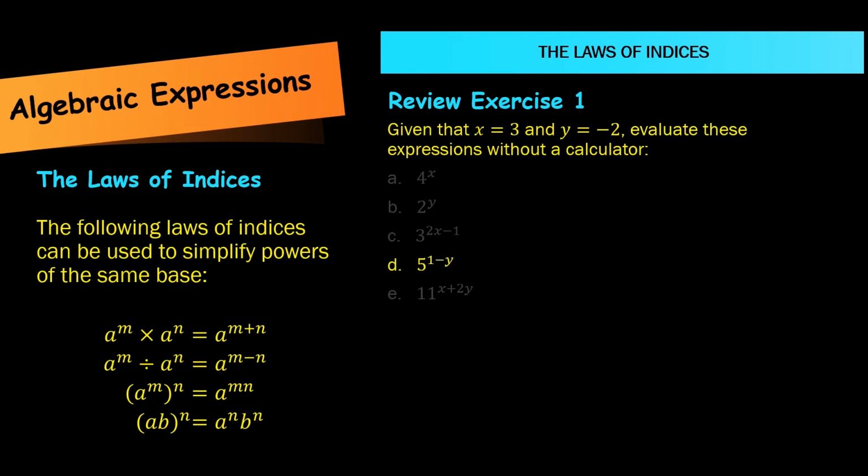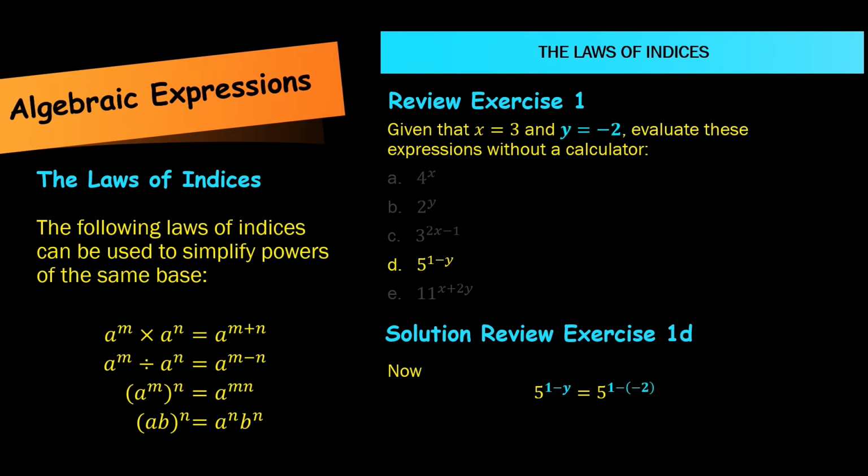And now for review exercise 1 part D. We're going to evaluate 5 to the power 1 minus y, where y is equal to minus 2. So 5 to the power 1 minus y is equal to 5 to the power 1 minus minus 2, which equals 5 to the power 3. And this equals 5 times 5 times 5, which is 125.